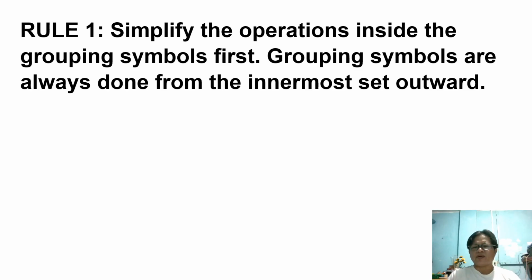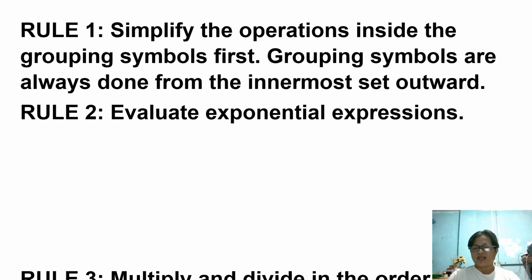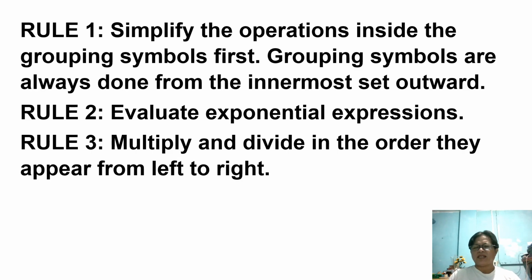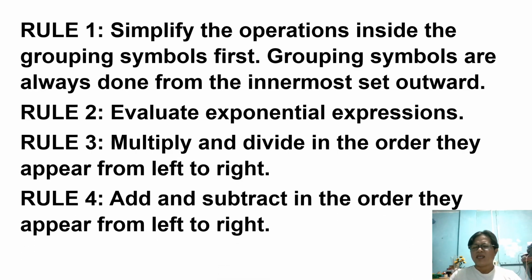In simplifying expressions which involve a series of operations, the rules are: number 1, simplify the operations inside the grouping symbols first. Grouping symbols are always done from the innermost set outward. Number 2, evaluate exponential expressions. Number 3, multiply and divide in the order they appear from left to right. Number 4, add and subtract in the order they appear from left to right.